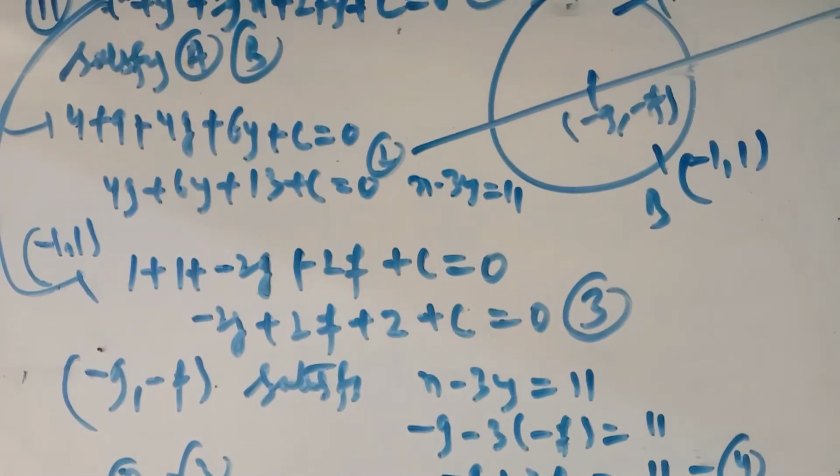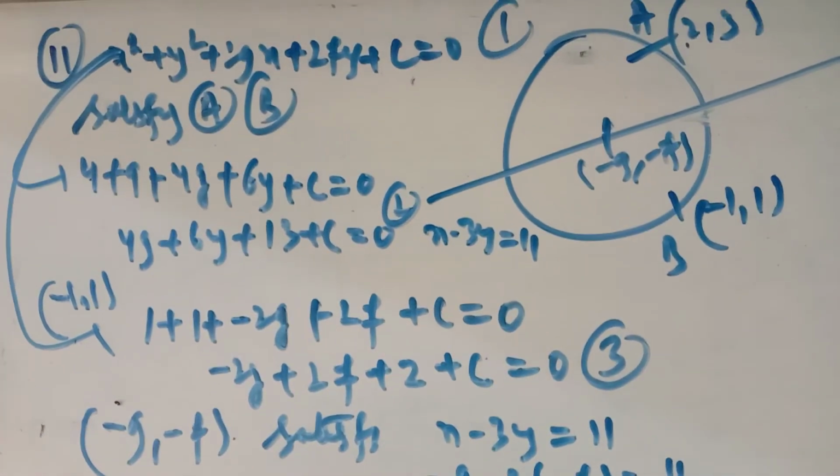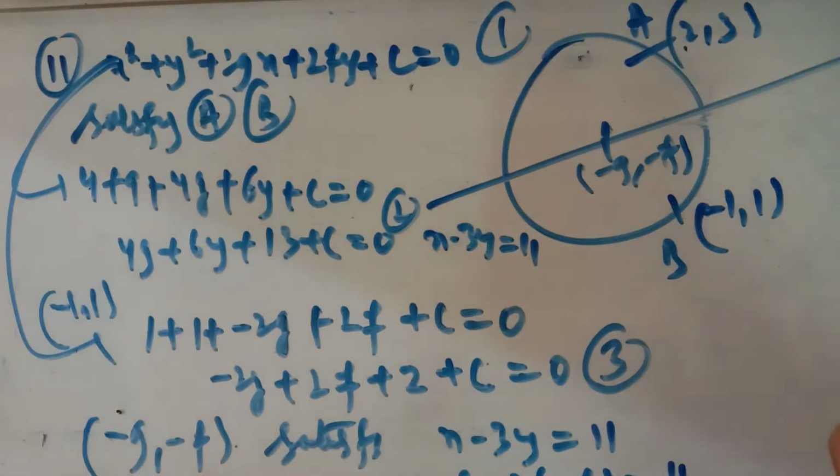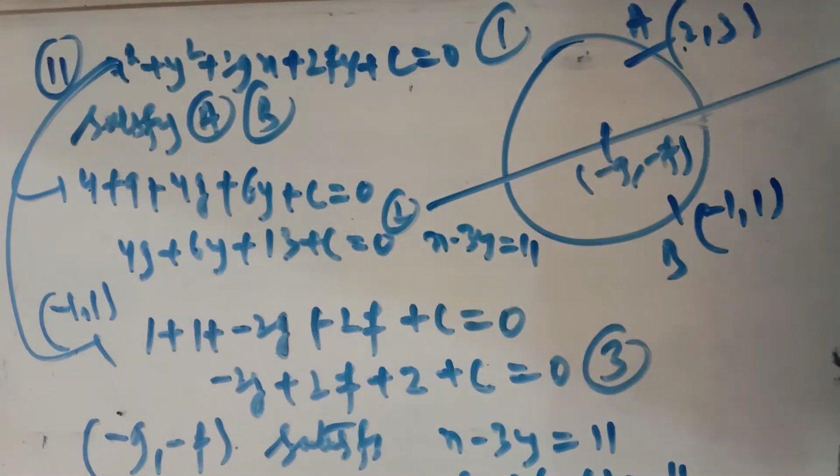So I've done this question number 10 and 11, which is the same question, only the data is different. Question number 10 I have done by using the first equation of the circle, when the center and radius are given, and the 11th question with the same data I have done with the second method by using the general equation of the circle. So this is an important question.